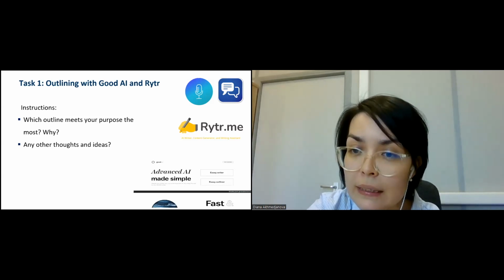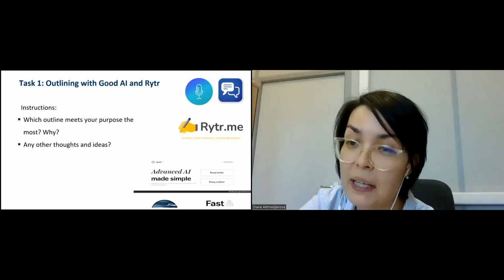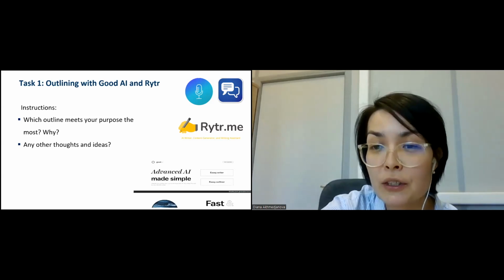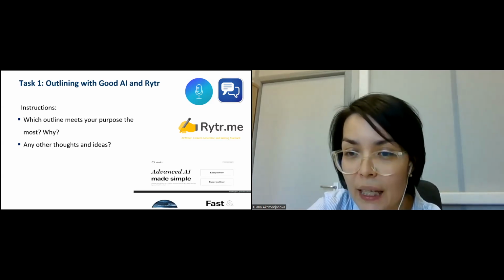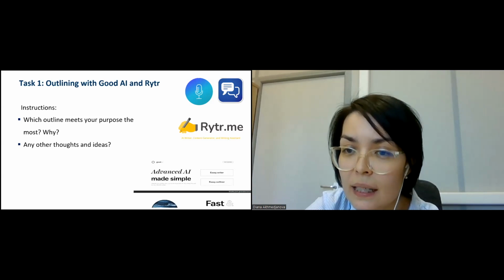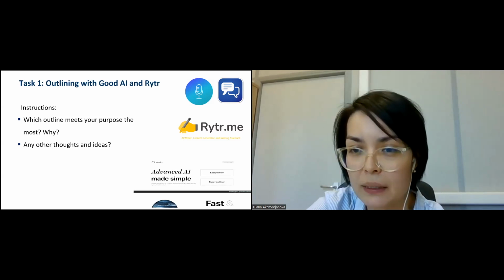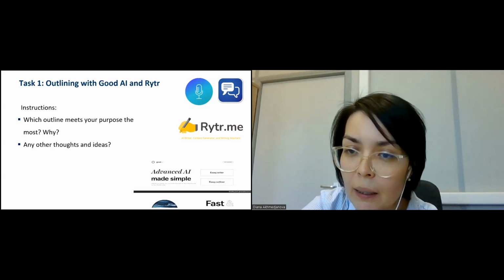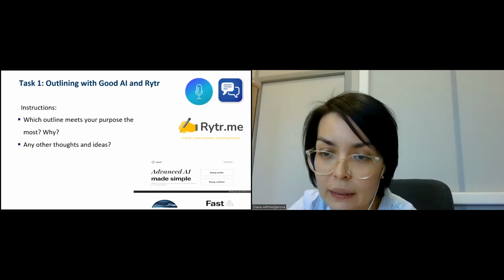And also Nazir says it depends on the level of expectations we have from AI, correct? It should support more than driving us. 100% agree. Maria says that Rytr met her expectations halfway through, let's say, not fully, and Good AI was a little bit better. And Evgeny says that Good AI is a little more promising.